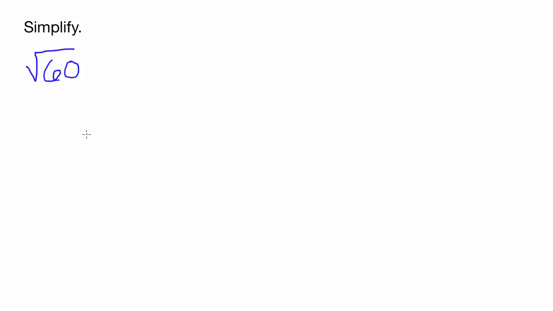All right, let's simplify the square root of 60. So the first thing we're going to do is write 60 as a product of its prime factors. So let's see, 60, that's going to be 2 and 30, and that'll be 2 and 15, and then 3 and 5.